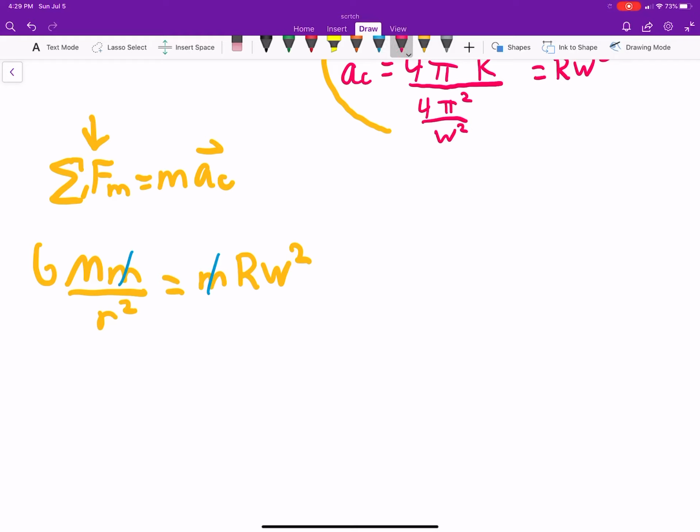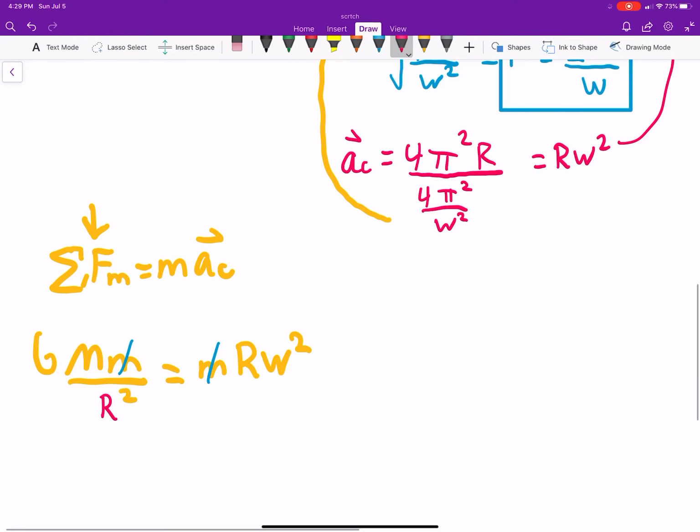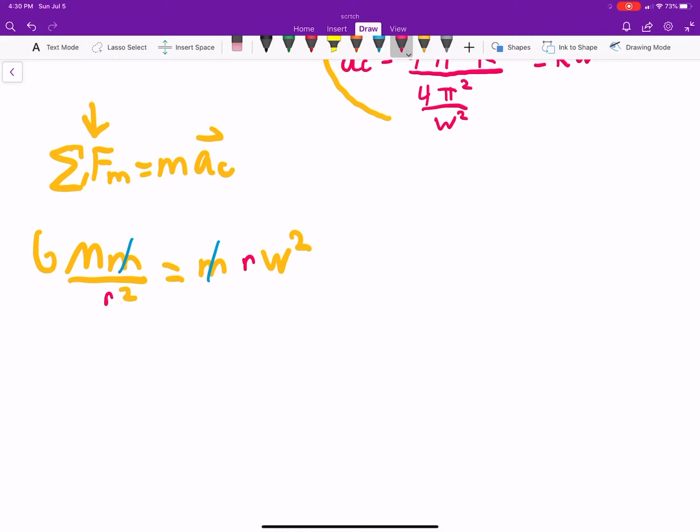And let's be consistent: we called it little r, so let's just change our big R's to little r's. They're the same r, just to be consistent with the notation, so you aren't confused if I used a capital R for one and a lowercase r for another. Anyways, you get G big M equals r cubed omega squared by multiplying over by the r squared. If we divide over, you get G big M divided by omega squared is equal to r cubed.